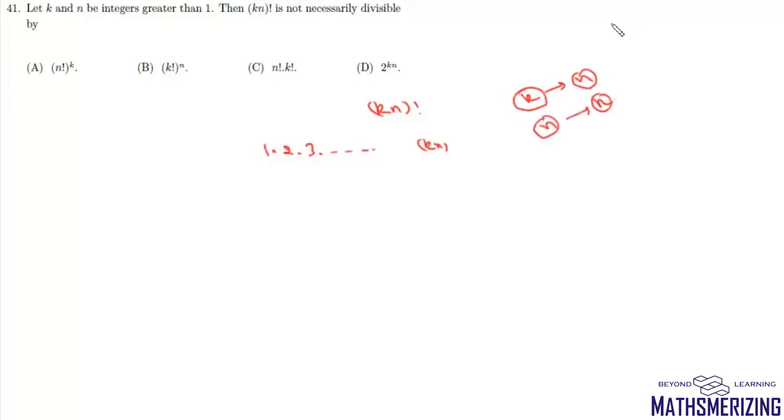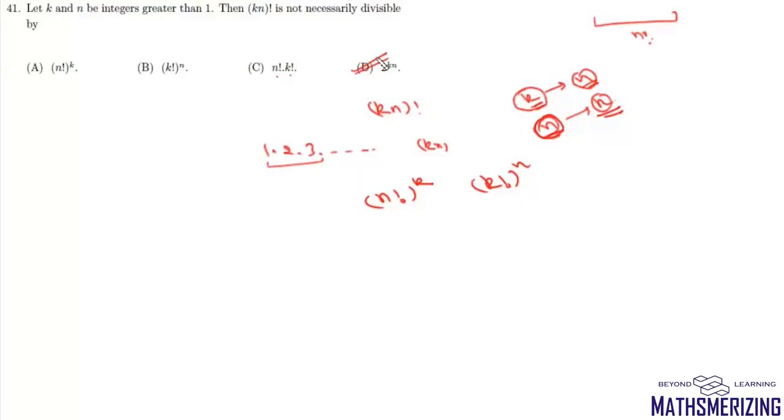Now we also know that product of any consecutive N numbers is divisible by factorial N. Now if we consider K groups each containing N elements, then each group is divisible by factorial N. So that means this expression will be divisible by factorial N to the power K. In the same way, if we consider it as N groups containing K consecutive elements each, then it will be divisible by factorial K to the power N. Factorial N and factorial K, it is a trivial case, so it has to be this option D, which is 2 to the power KN.